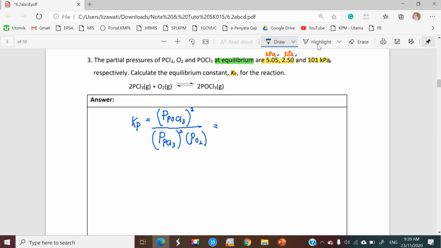If the question gives you a different unit, then you have to convert so that all the units become the same. Partial pressure of POCl3 is 101 kPa to the power of 2, over partial pressure of PCl3 5.05 squared, partial pressure of oxygen 2.5. And when you calculate, suppose you get 160 with no unit.